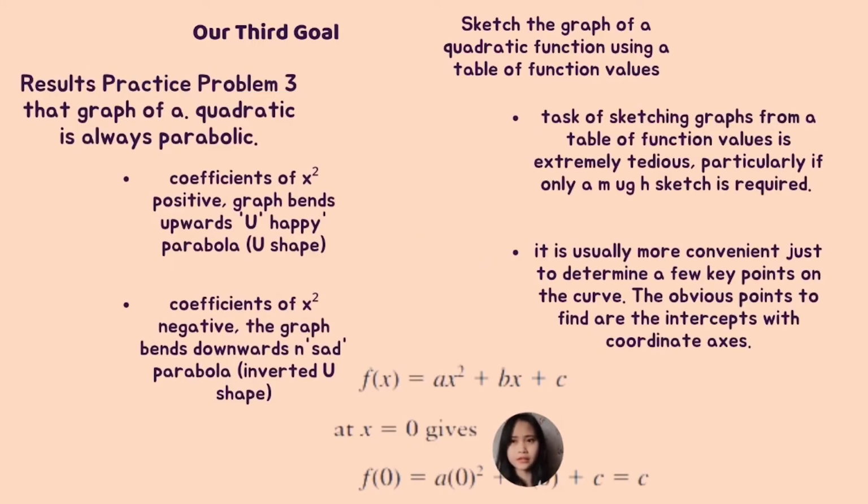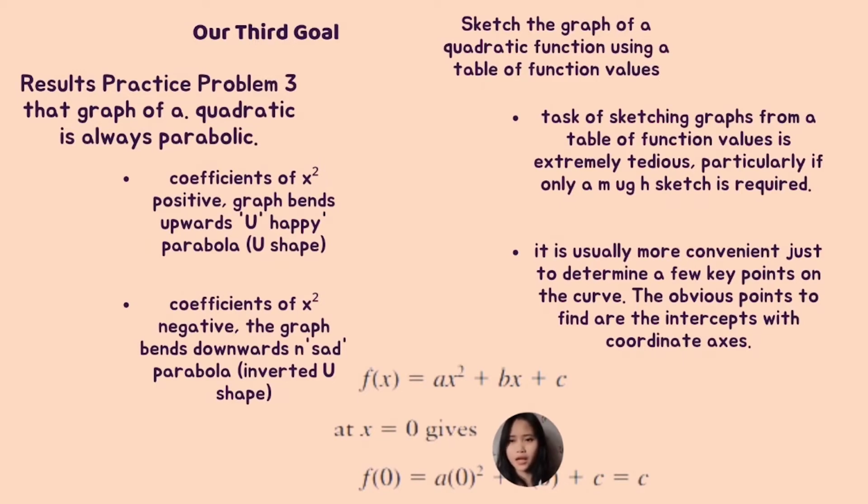Figure 2.2, coefficient of x² positive, so the graph bends upward, a U shape or happy parabola. And figure 2.3, coefficient of x² negative, so the graph bends downward, a sad parabola. The task of sketching graphs from a table of function values is extremely tedious, particularly if only a rough sketch is required. It is usually more convenient just to determine a few key points on the curve. The obvious points to find are the intercepts with the coordinate axes.